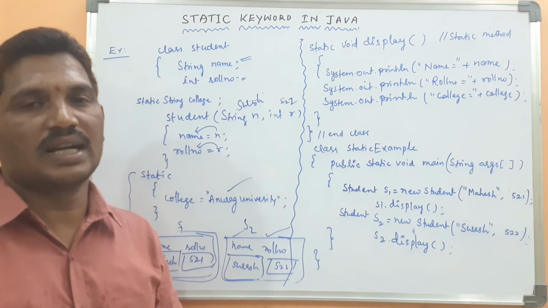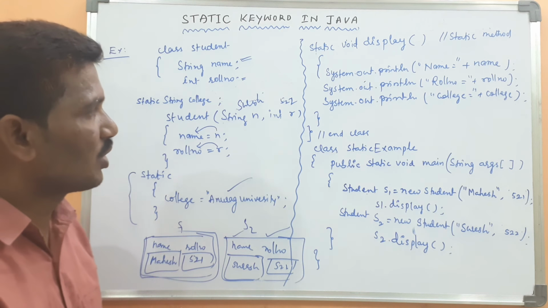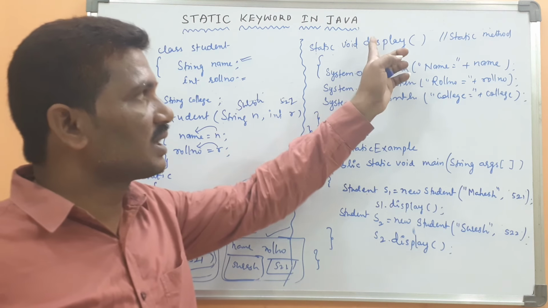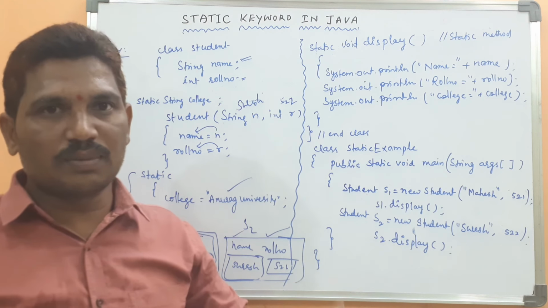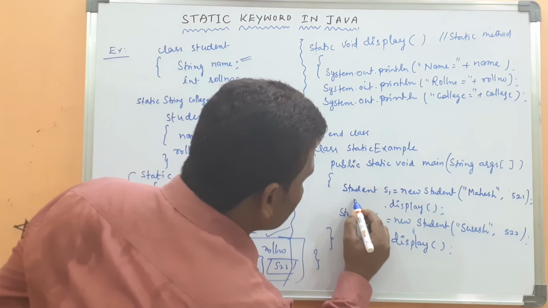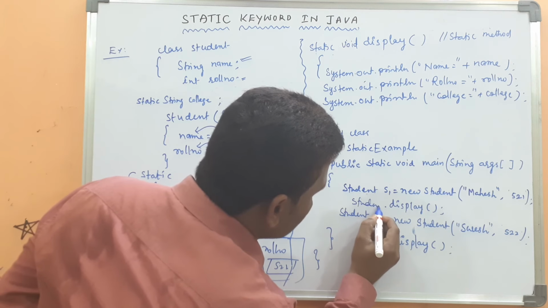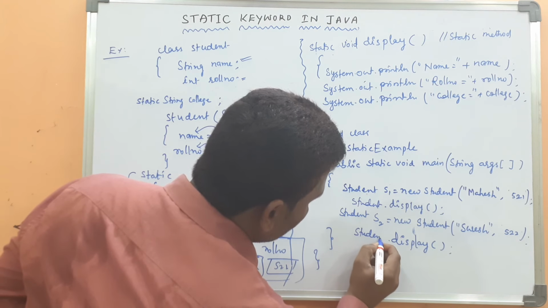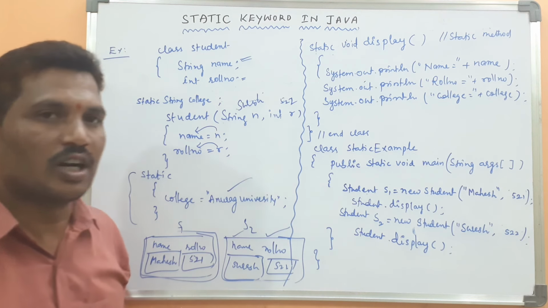Why do we use the static variable? Why use the static method? Because for the static method, we can call it with the help of the object or without the need of the object. I want to call the static method by using the class name, Student. A static method can be called without the need of an object.